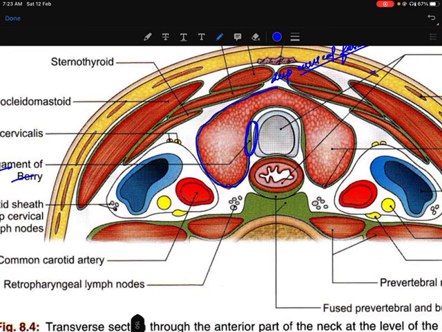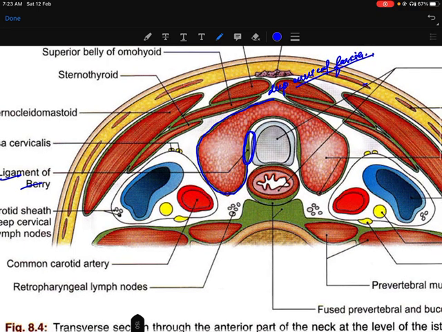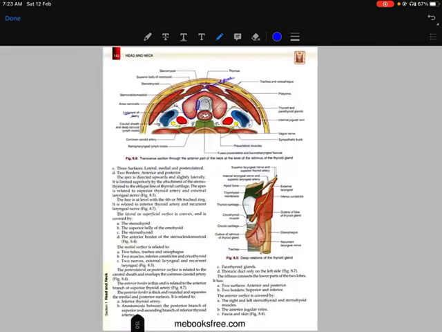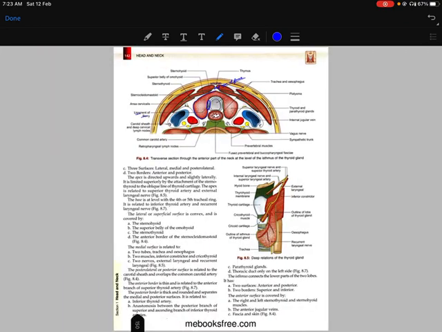It extends from the posterior medial border of the cricoid cartilage, which is a cartilage of the larynx. This is how the cricoid looks. From the posterior medial border, it extends and attaches to the thyroid.